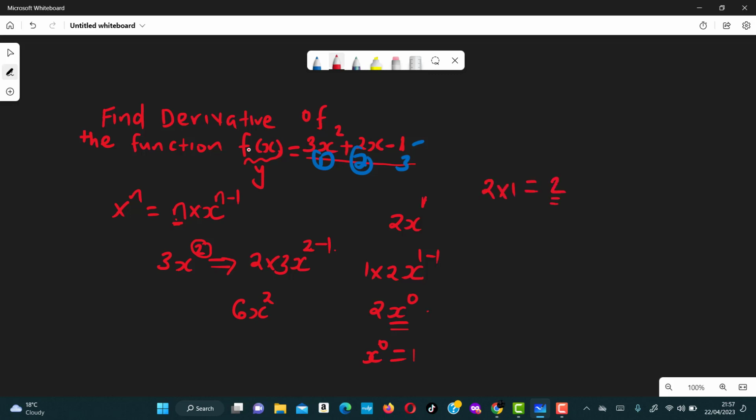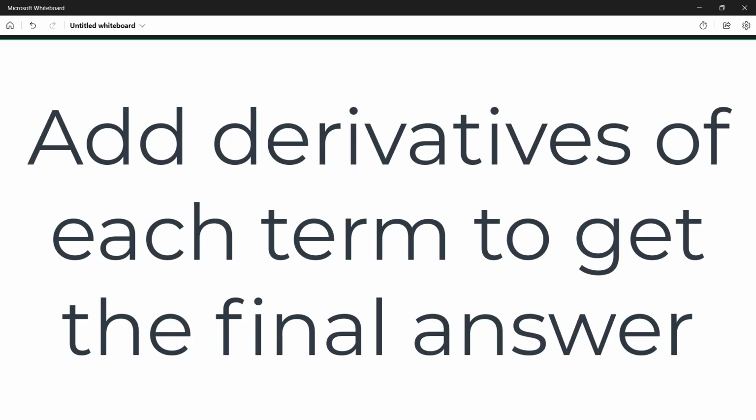Now, the last term, which is negative 1, is called a constant. The derivative of any constant is always 0. So after getting the derivative of each term, we add them to get the final answer.